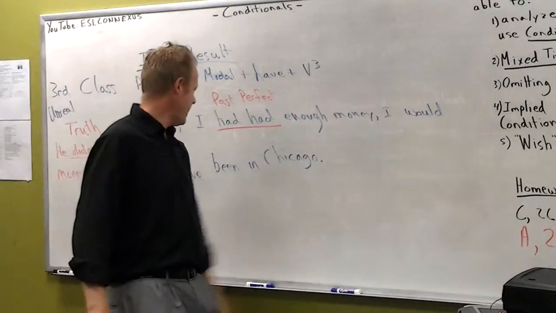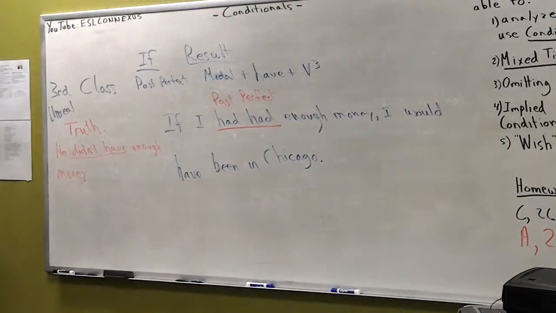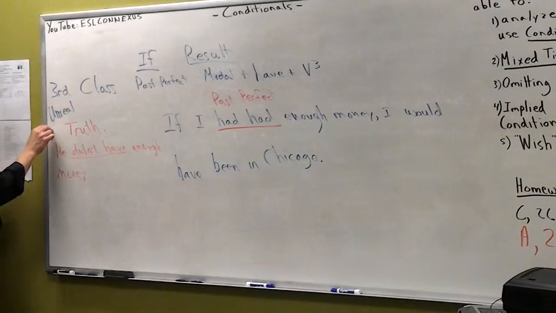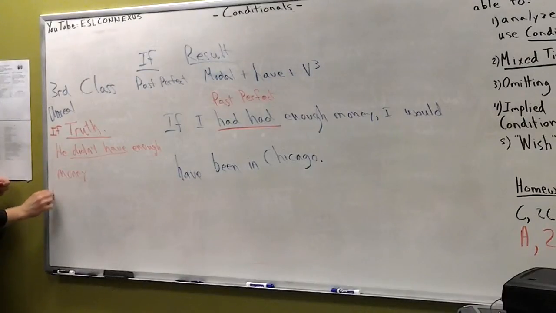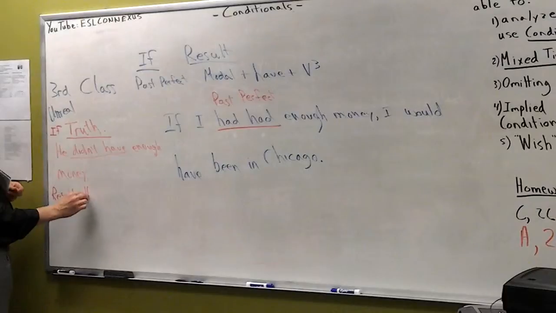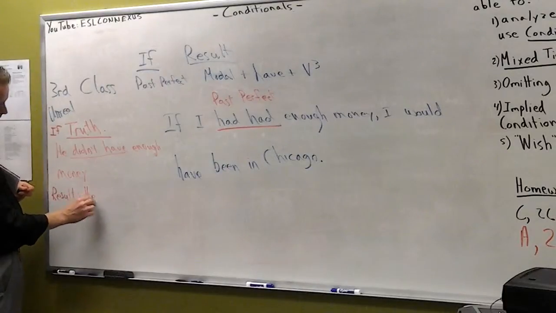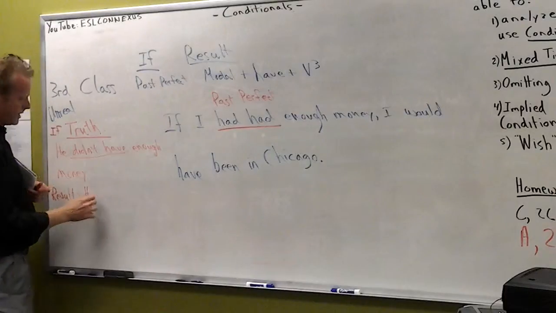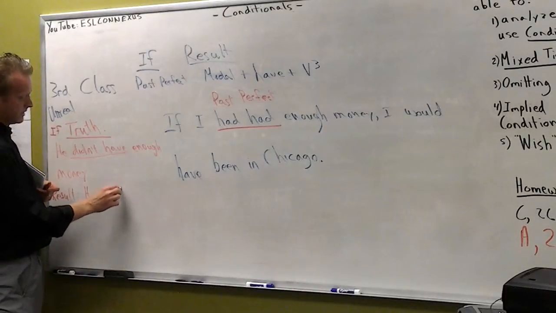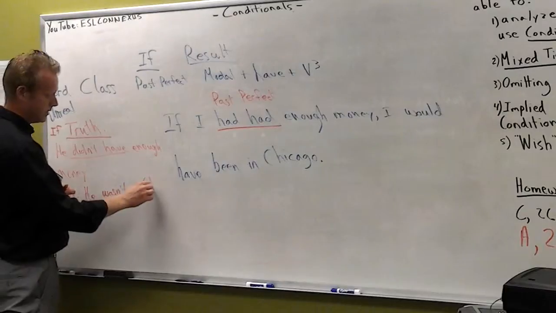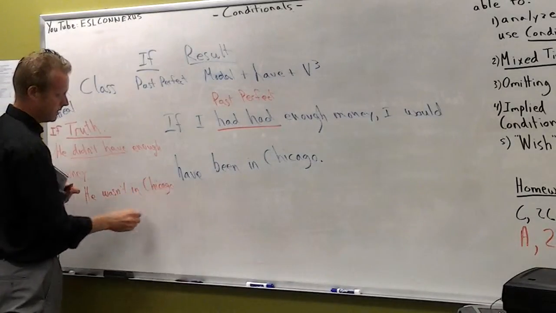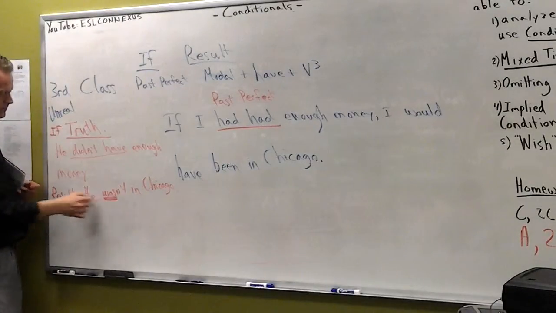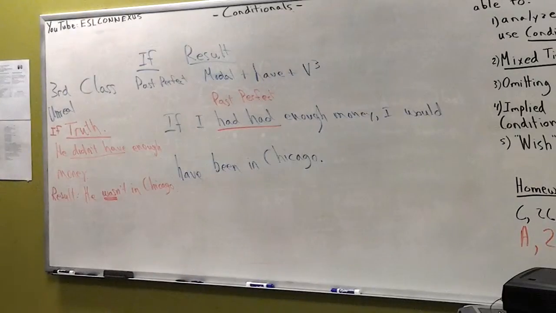And then I would have been in Chicago. Was he in Chicago? No. So here's your if condition in the truth. Down here is my result truth. The truth is, he wasn't in Chicago. Again, what tense? It's simple past, isn't it?